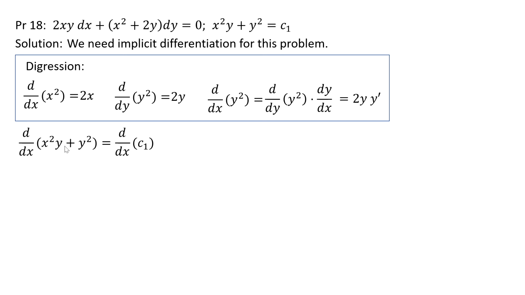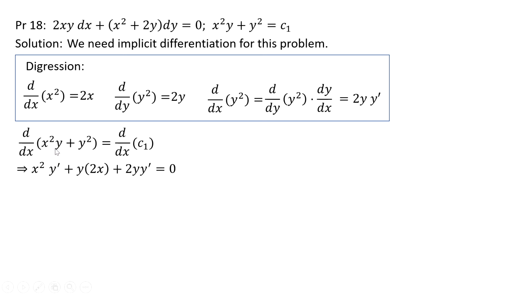Can you tell me what the derivative of the first term, x squared y, is? What is d/dx of x squared y? Wait a minute. y is a function of x. So you have x squared, which is some function of x, and y is also some other function of x. So how do you differentiate that? Product rule, because they're multiplying, right? And how does the product rule go?